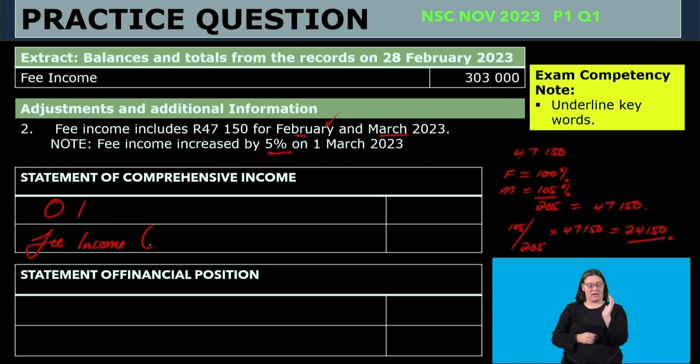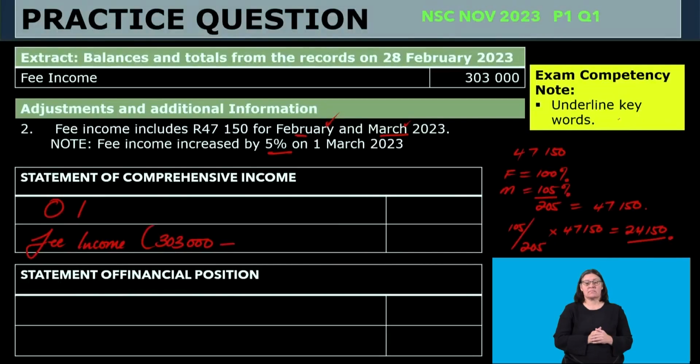I open my bracket. How much is in the list of balances? 303,000. What is the situation here? We have received for March. March means we have received income in advance. So we subtract, all right? Very important that you understand the keywords, underline the keywords. Here, they're telling us that the amount includes February and March. We know that the year must end in February. So already we know that March is received in advance.